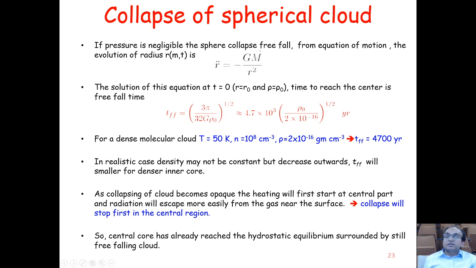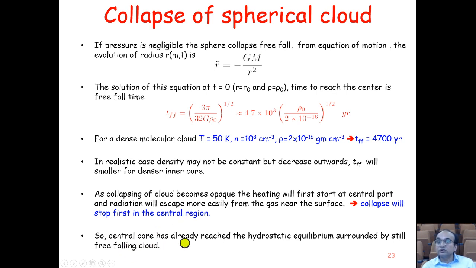In reality the density may not be constant, so it will be increasing inward. So t free fall will be smaller for the denser inner core and larger for the outer region. As the collapsing cloud becomes opaque, the heating will first start at the central part, because the central part becomes denser and will absorb the radiation. Radiation will escape more easily from the surface. The collapse first stops at the central region of the cloud.